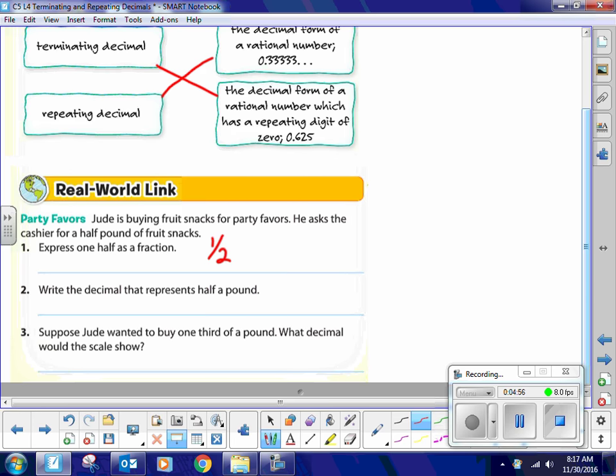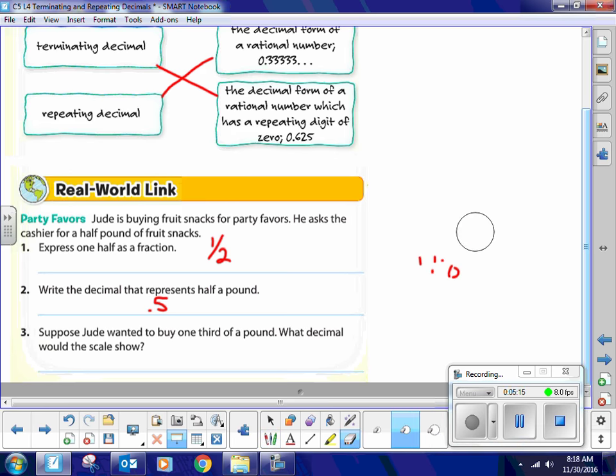Okay? Remember, you do division. It's the top divided by the bottom, right? And we know, probably instinctively, that 0.5 is a half, or you should by now. But I just wanted to show it so you just saw. Suppose Jude wanted to buy 1/3 of a pound. What decimal would that scale show?